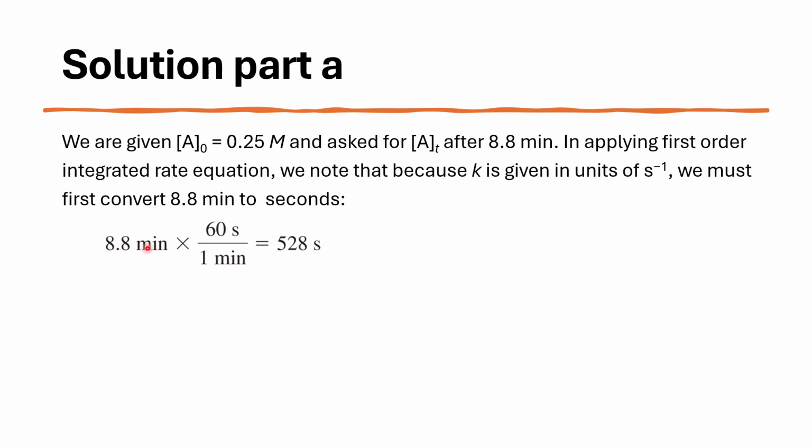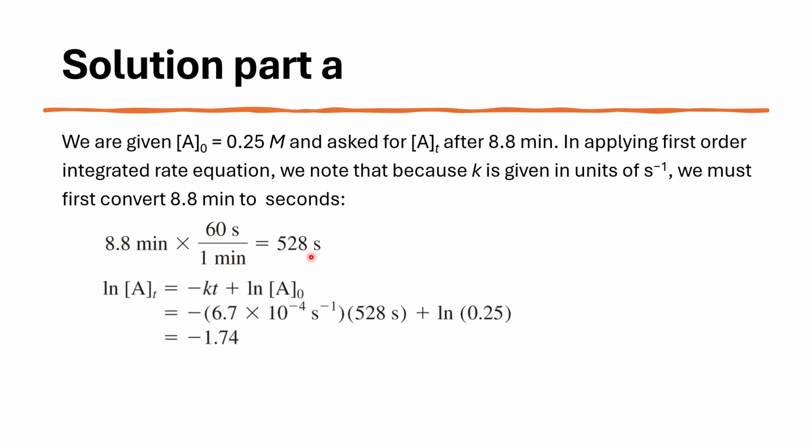That's simple enough to do. We simply convert 8.8 minutes to 528 seconds, and now we're really ready to deploy the integrated first order rate law. This is in the form that we see here, and we're going to simply plug in our numbers. The negative of the value for k, the time in seconds, and the natural log of our starting concentration.